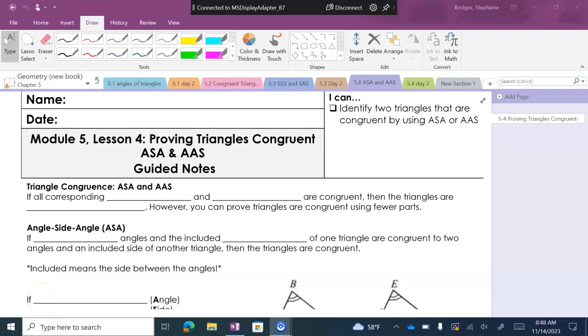We talked about side, side, side. We talked about side, angle, side. We're going to talk about two more today. There are different ways to prove our triangles congruent. This first blank says if all corresponding angles and sides are congruent, then the triangles are congruent.